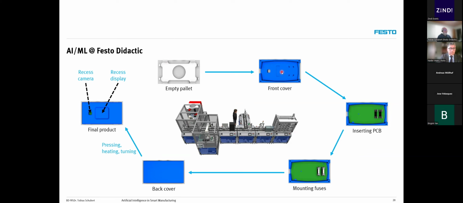Typically, we put a front cover on top of the pallet, maybe inserting some kind of fake PCB. The robot assembly is mounting some fuses, which is the application module over here. We put a back cover on top. Maybe we also have labeling, pressing, turning, heating. And finally, we have a final product like the one here. You can see it as a cell phone. We have a fake display area and a fake area for a camera system or something like that. So we are not producing real stuff that will be shipped to customers. It's more for the education domain.